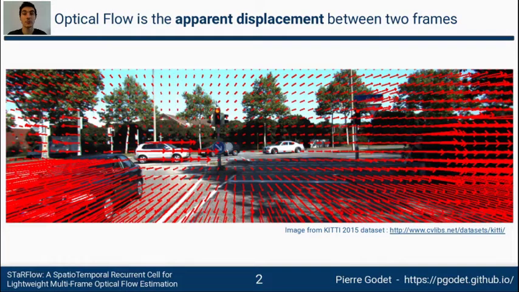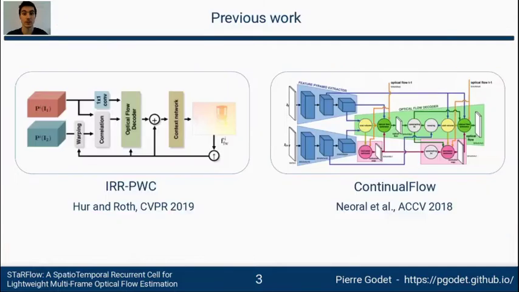Optical flow is the displacement field giving the apparent motion of every pixel between two frames, and it looks like this. So this is what we want to estimate. Our work mainly builds on two previous pieces of work.